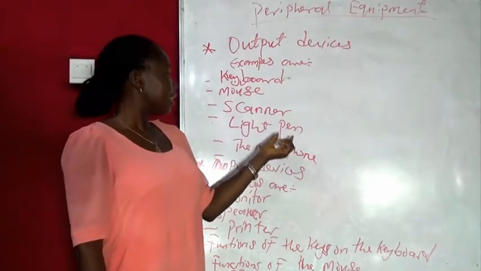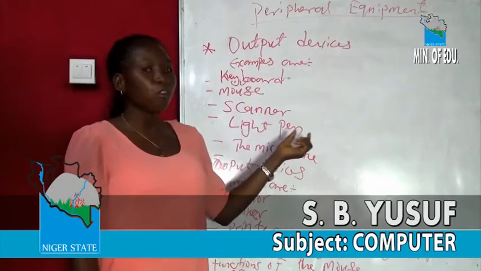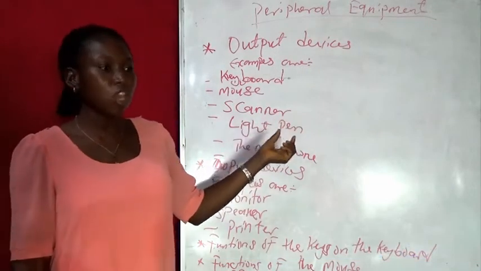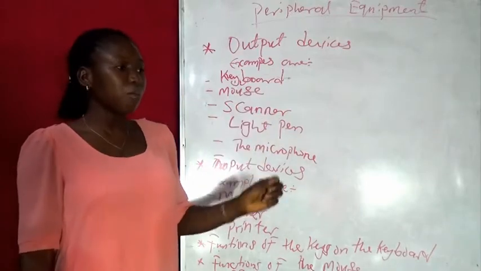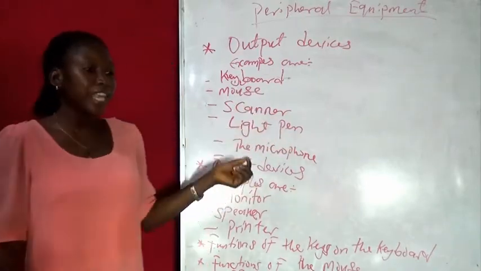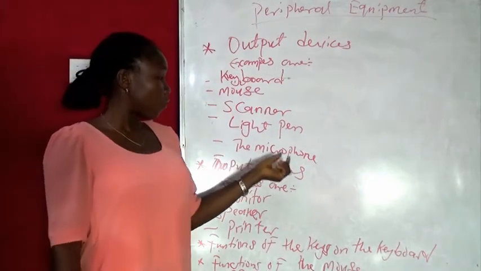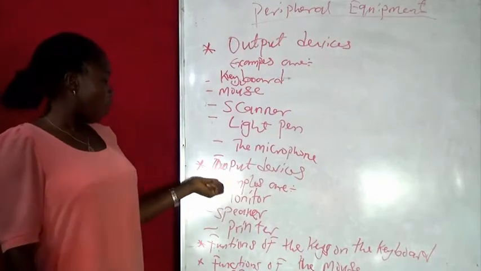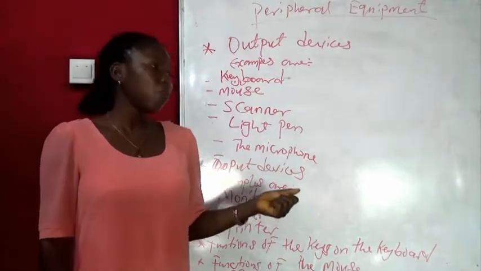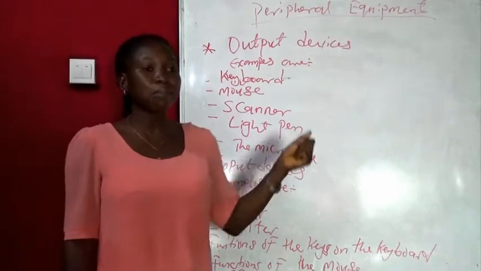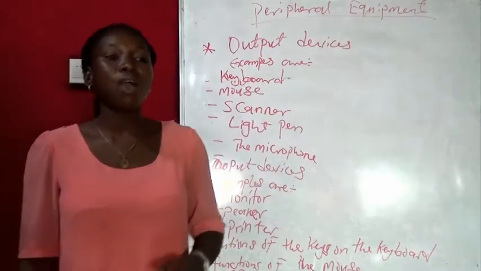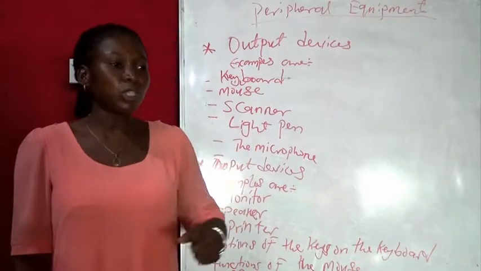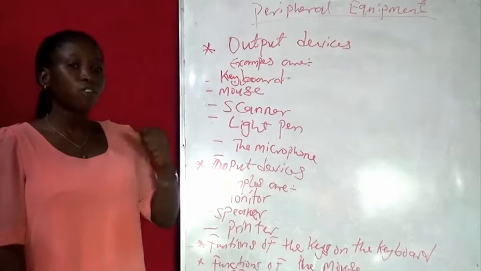The light pen is normally used for specific systems. Not all systems come with the light pen. Some systems do not have it, but it's like your normal pen that you use to write. Now the microphone helps you to record sound into the computer. Now we go on to talk about the output devices. We said our output devices communicate back to the user of the computer what the computer has done, what the computer has processed. It gives you the information, the result of your process.